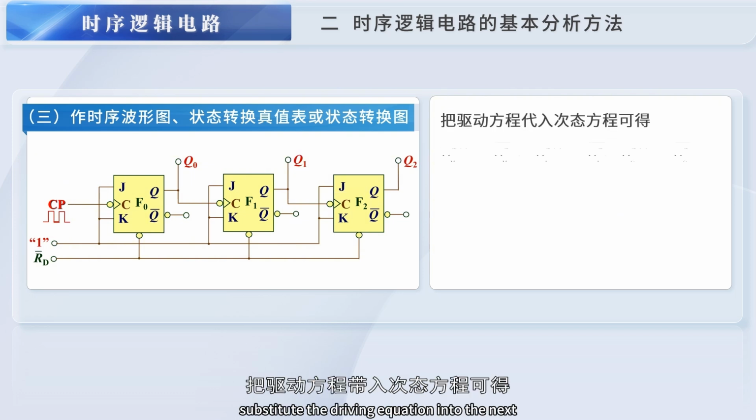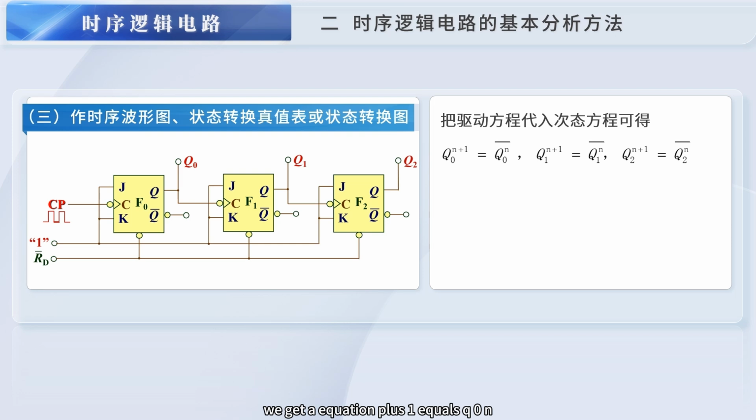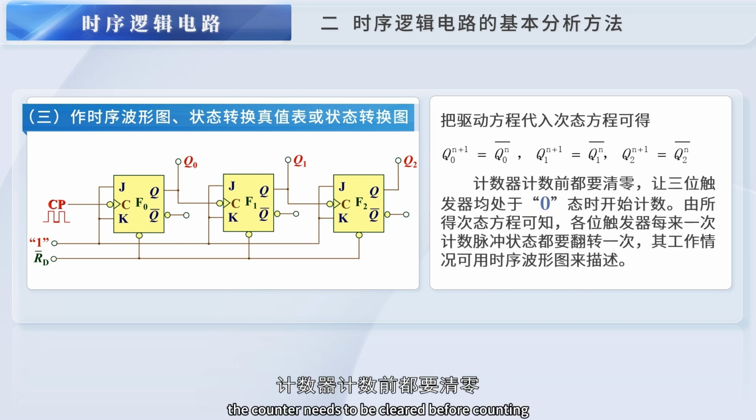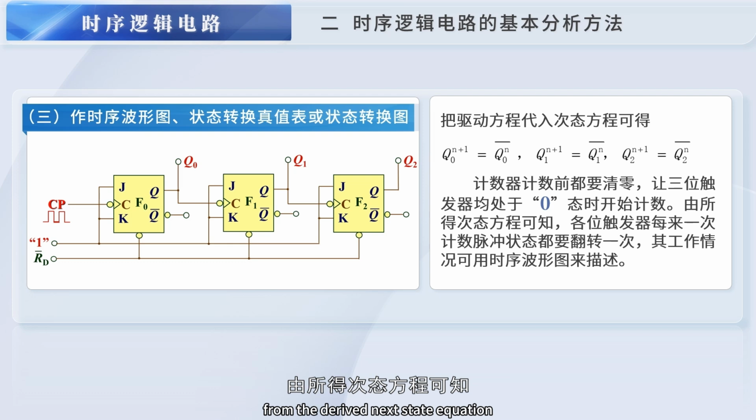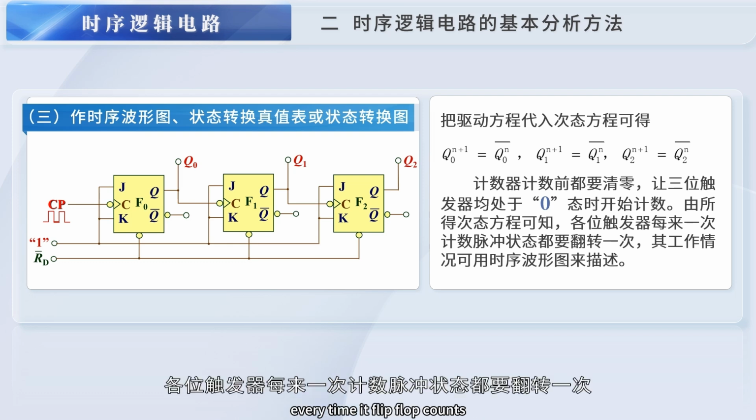Substitute the driving equation into the next state equation. We get Q0 next equals not Q0n, Q1 next equals not Q1n, and Q2 next equals not Q2n. The counter needs to be cleared before counting. Start counting when all three flip-flops are in state 0. From the derived next state equations, every time each flip-flop receives a clock, its state will be flipped once.